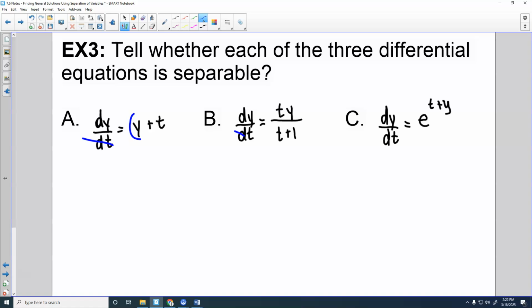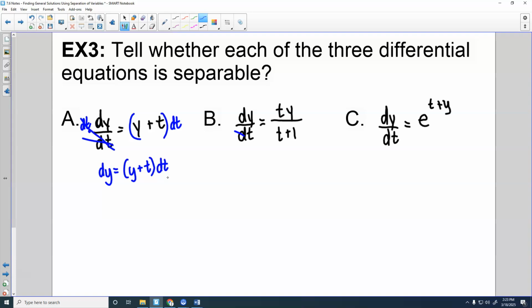So if we look at A, I've got dy over dt equals y plus t. First of all, they're using y's and t's instead of y's and x's. So y and t are our variables, and we need to see if we can separate these. So for sure, the first thing you'd have to do is multiply by dt. So that would give us dy equals y plus t dt.